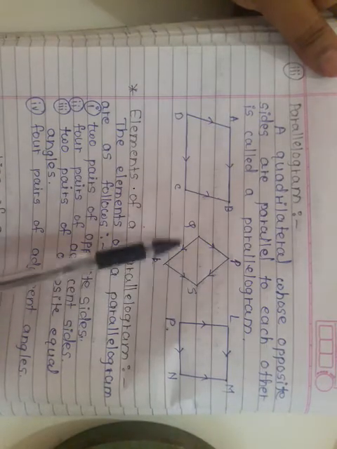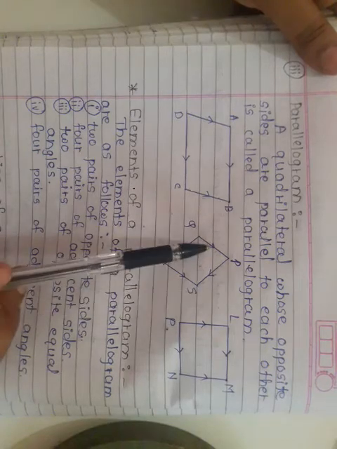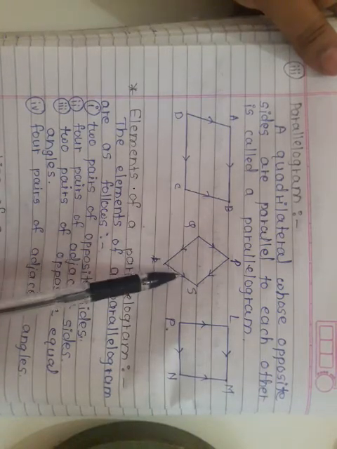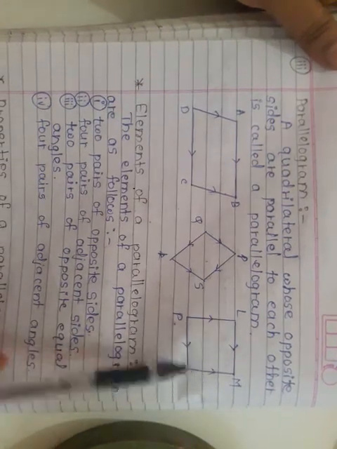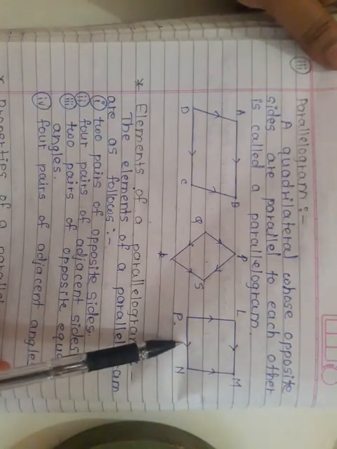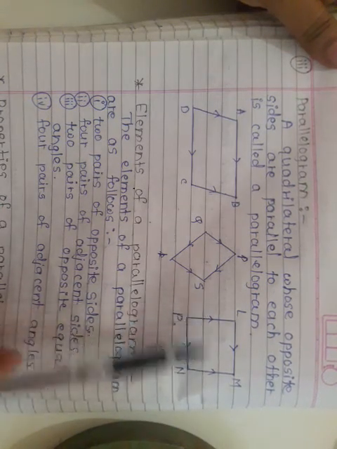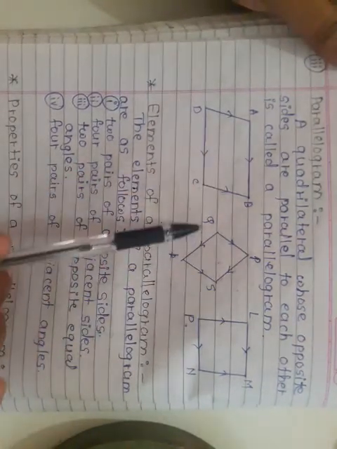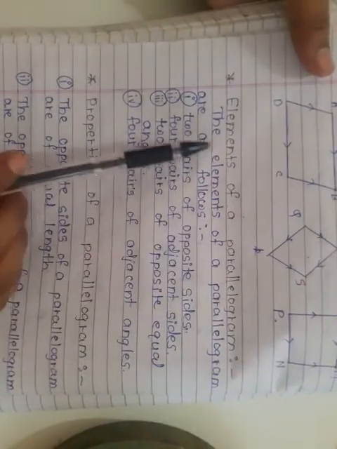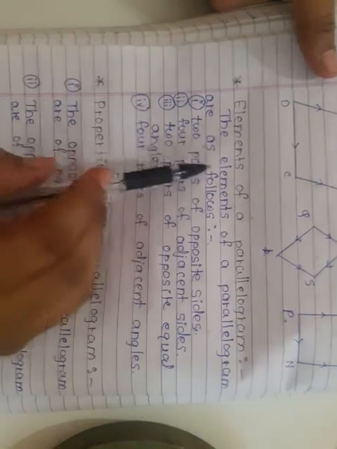In this diagram, PS and QR are opposite sides of a quadrilateral, and again they are parallel to each other. Then PQ and SR are also parallel to each other and they are opposite sides. Then in the square, LM and PN are opposite sides of a square, and they are again parallel to each other. LP and MN are again parallel to each other, and they are opposite sides. So all these are the examples of a parallelogram. So what do you mean by elements of a parallelogram? What are the elements of a parallelogram?